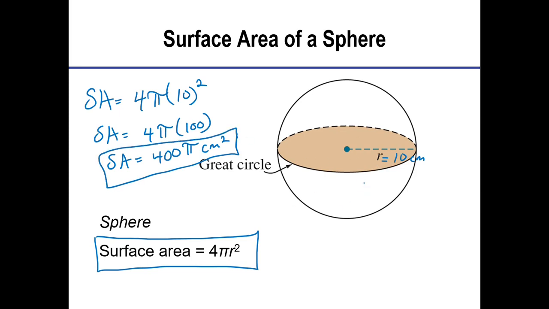Something interesting that you might not have noticed: recall that the area of a circle is pi r squared. Now, the area of this circle inside the sphere is pi r squared, and the surface area is 4 pi r squared. So if you look at the great circle, which is the circle inside the sphere, it will take exactly 4 of these to cover the entire surface of the sphere. Very interesting indeed.